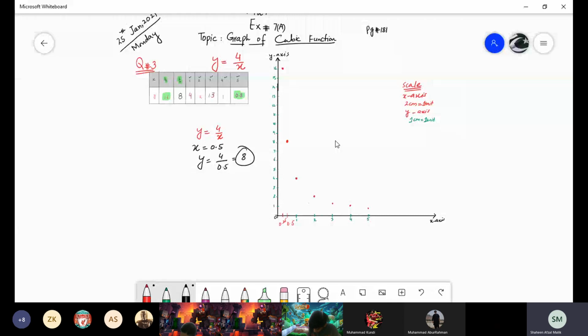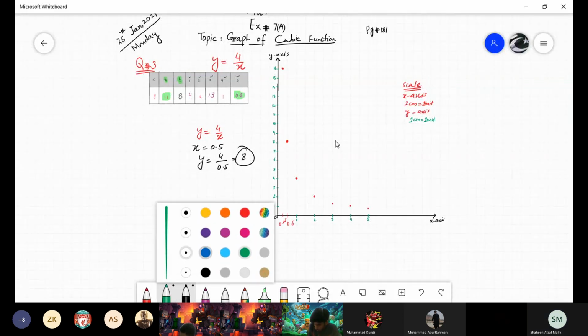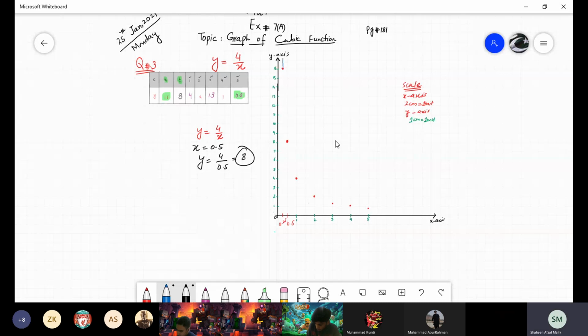If you join this line, it is going to be L-shaped. From this point to this point, from here to here. All these points you have to draw, and this will be your graph of y is equal to 4 by x. Yes, boys, got it?